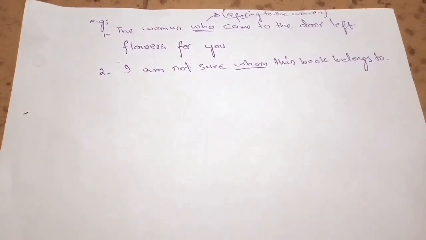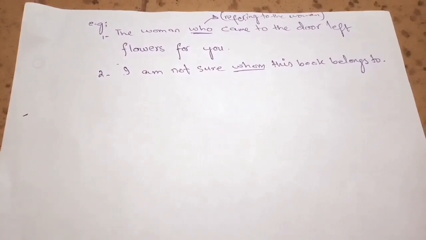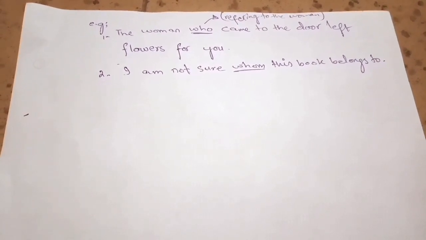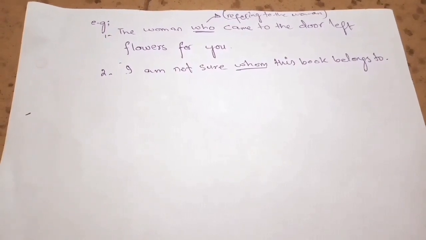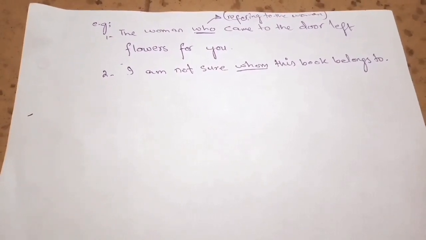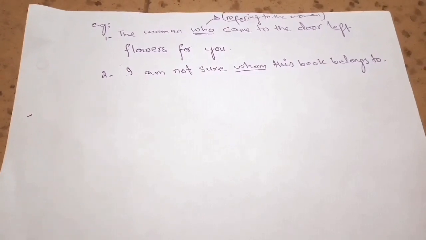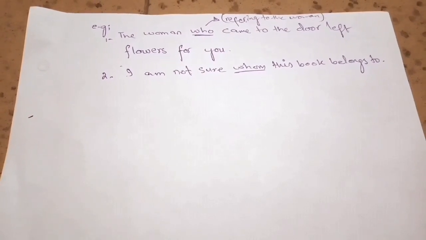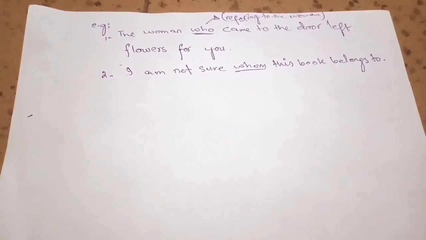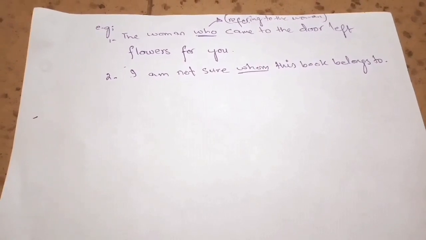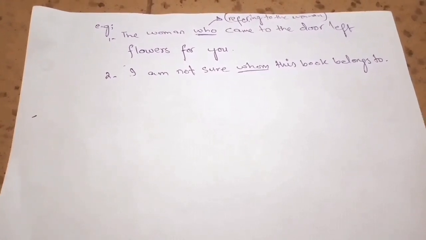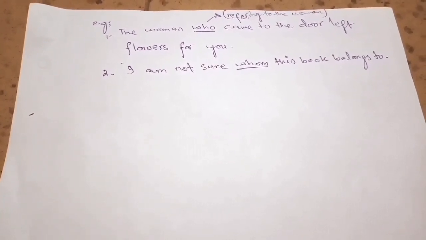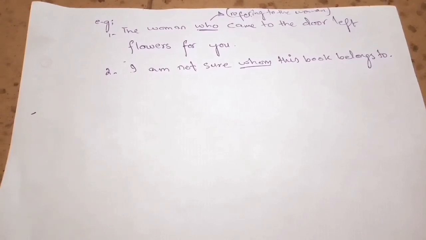For example, the woman who came to the door left flowers for you. In this sentence, first of all, you have to find out the relative pronoun, because I have given you the clues before. That is who. Underline the word who. फिर आप देखें, there are two sentences, two clauses. The woman and the second one is came to the door, left flowers for you. So in दोनों sentence, in दोनों clauses को कौन मिला रहा है? The word who is joining these sentences. तो who हमारा क्या हो गया? Relative pronoun, because it is referring to the particular person who is woman.